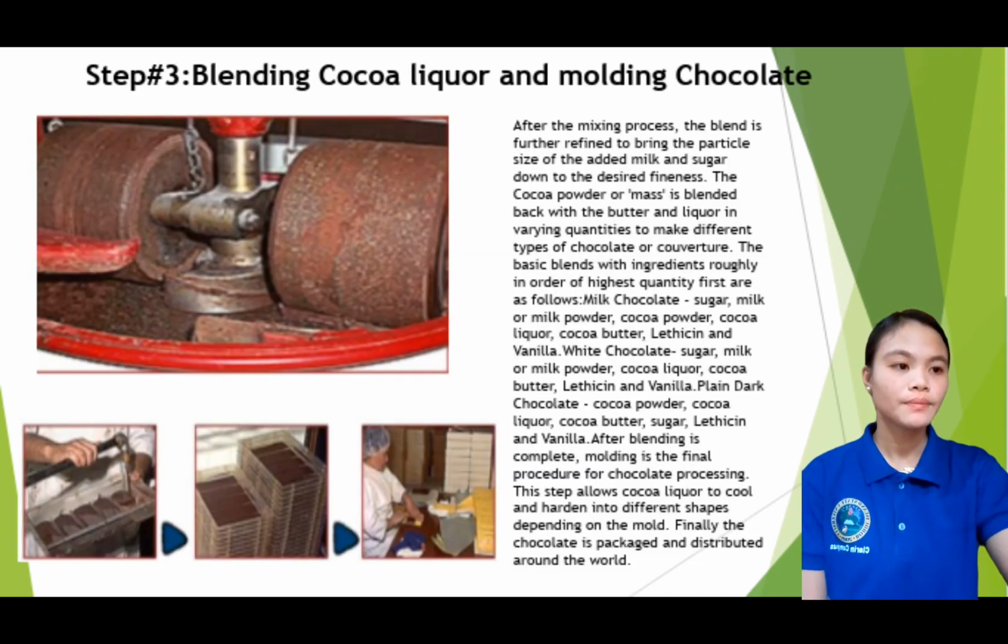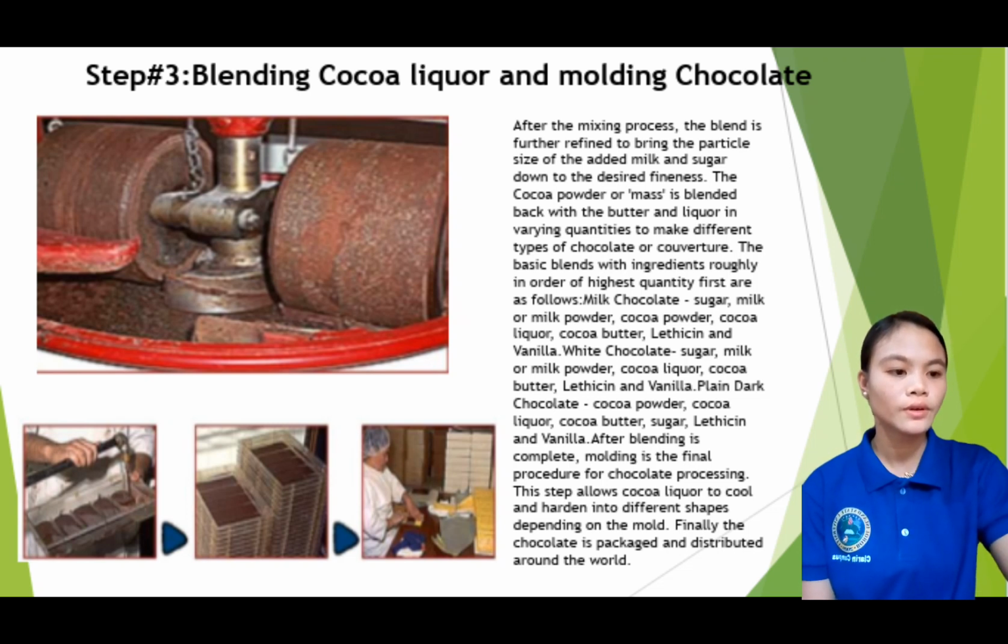Step number 3. Blending cocoa liquor and molding chocolate. After the mixing process, the blend is further refined to bring the particle size of the added milk, sugar, and cocoa down to the desired fineness. The cocoa powder or mass is blended back with the butter and liquor in varying quantities to make different types of chocolate or couverture. The basic blends with ingredients roughly in order of highest quantity first are as follows.